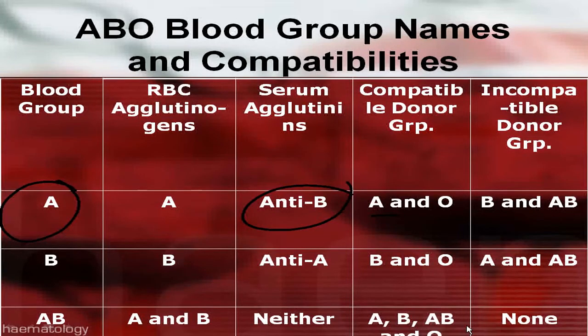The blood bank will go in when they type and cross match. They'll be checking for all of these agglutinins so that they can know, is somebody going to be compatible?